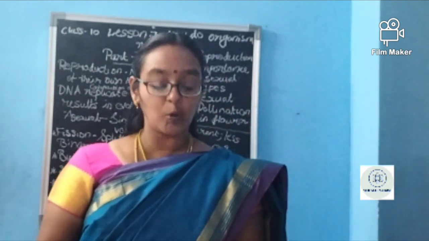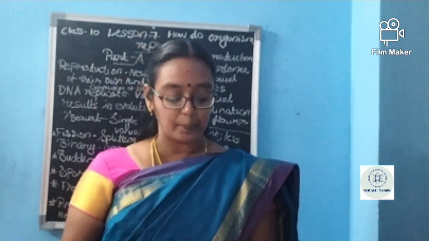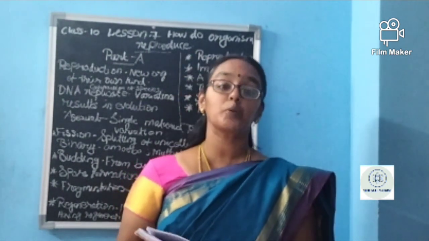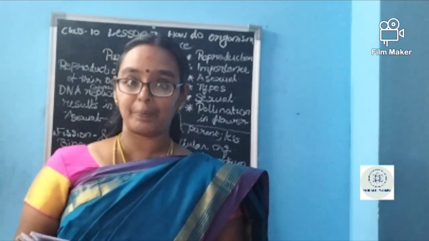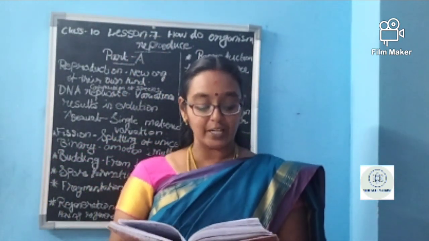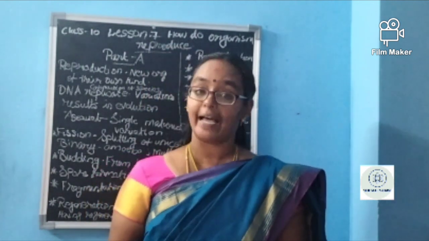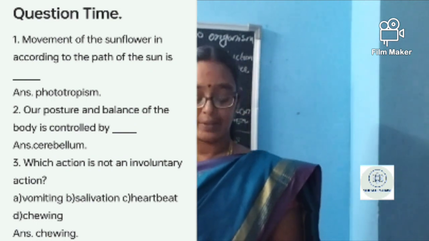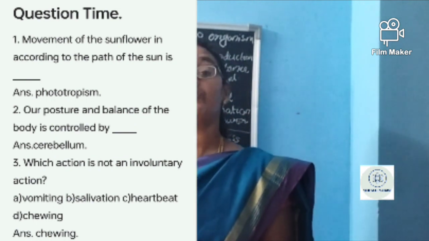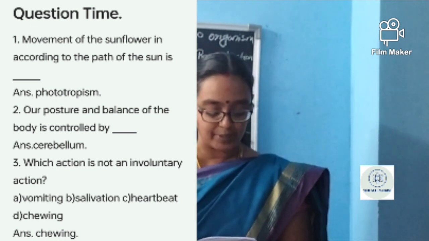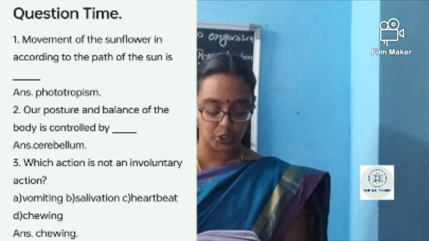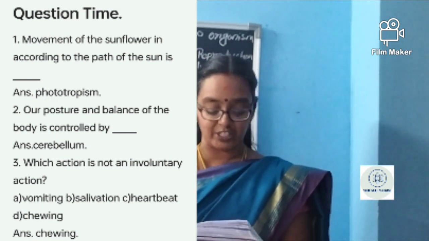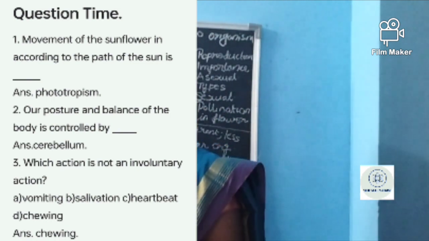The first question was, the movement of the sunflower according to the path of the sun is called dash. The answer is phototropism. Posture and balance of the body is controlled by dash in the brain. It is the cerebellum. The third one is, which is not an involuntary action: vomiting, salivation, heartbeat, chewing. Chewing is not an involuntary action.